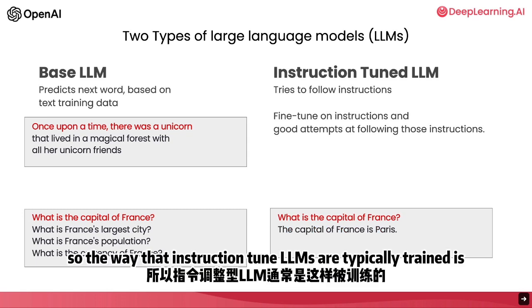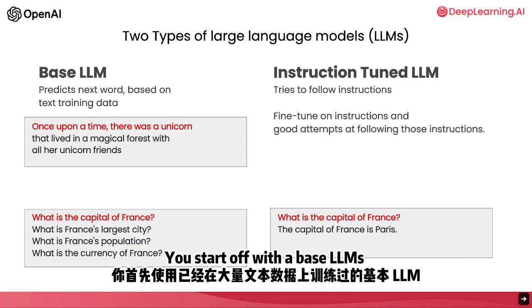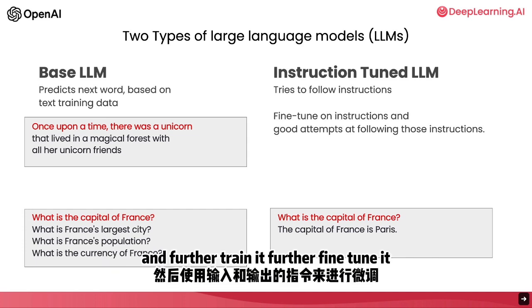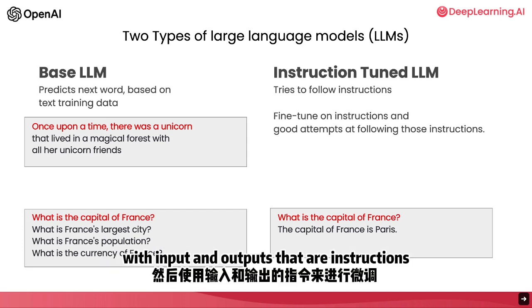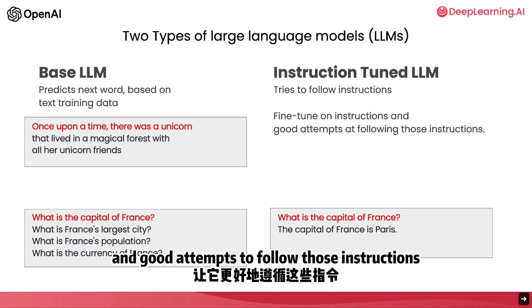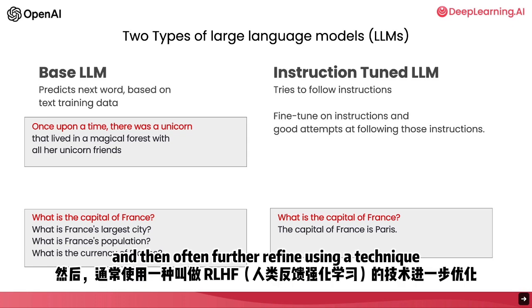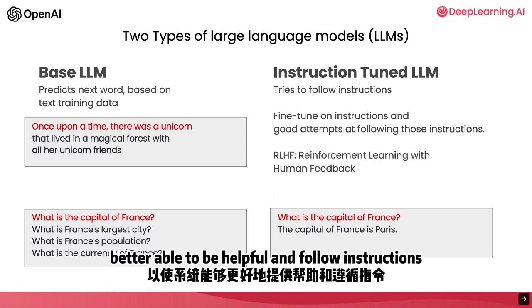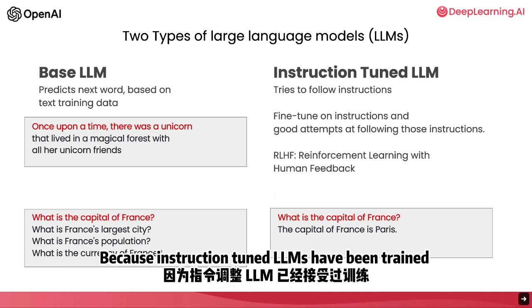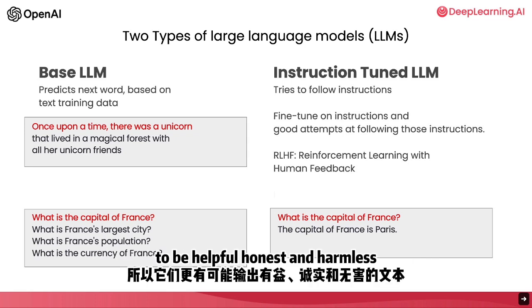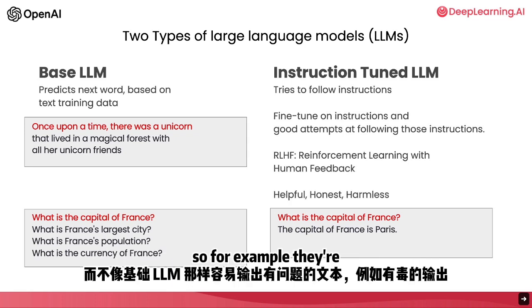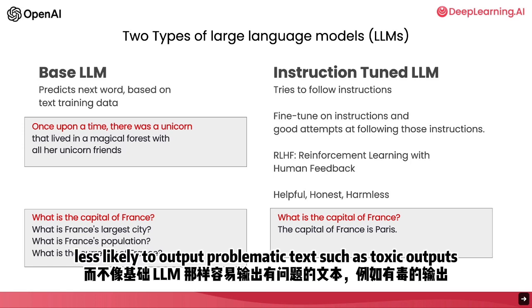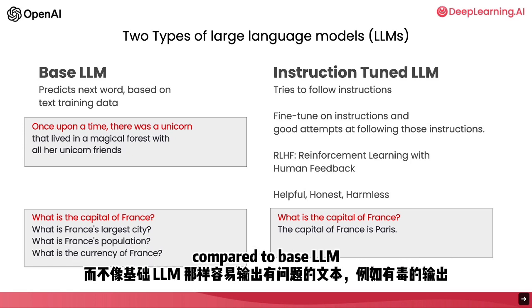So the way that instruction-tuned LLMs are typically trained is you start off with a base LLM that's been trained on a huge amount of text data and further train it, further fine-tune it with inputs and outputs that are instructions and good attempts to follow those instructions, and then often further refine using a technique called RLHF, reinforcement learning from human feedback, to make the system better able to be helpful and follow instructions. Because instruction-tuned LLMs have been trained to be helpful, honest, and harmless, for example, they're less likely to output problematic text, such as toxic outputs, compared to base LLMs.